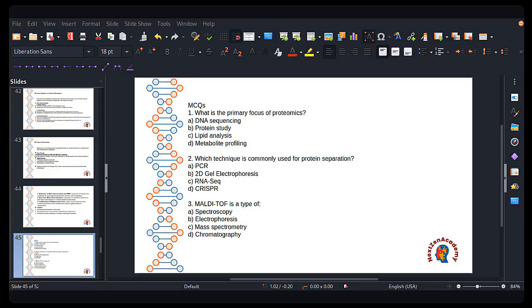So answer for the second question is B. Which technique is commonly used for protein separation? It's 2D gel electrophoresis. Okay. MALDI-TOF is a type of. What's the answer for the third question?